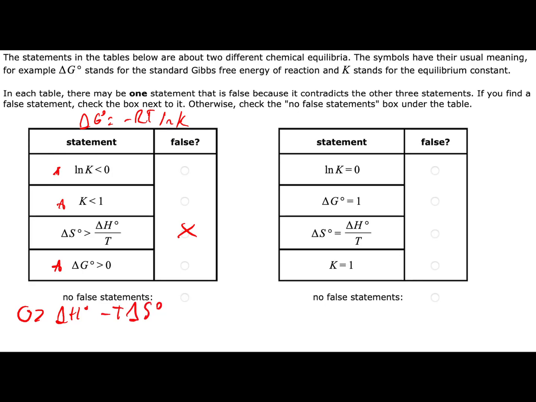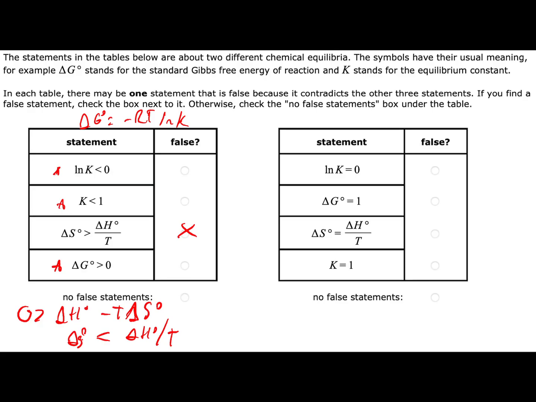And if you solve this, that means that delta S0 is less than delta H0 divided by T. So the third statement here is false. Let's look at the second example.